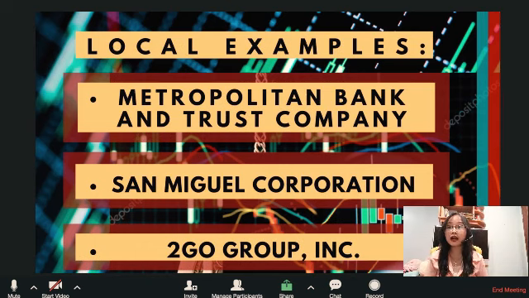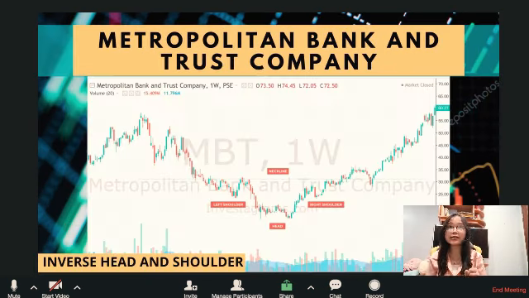As we can see, there are 3 examples. First is Metropolitan Bank and Trust Company, wherein it utilizes the inverse head and shoulders pattern chart, in which this kind of pattern chart is similar to the standard head and shoulders pattern, but inverted, with the head and shoulders top utilized to predict reversals in downtrends. This is an inverse head and shoulders pattern. Upon completion, it signals a bull market. And lastly, investors typically enter into a long position when the price rises above the resistance of the neckline.